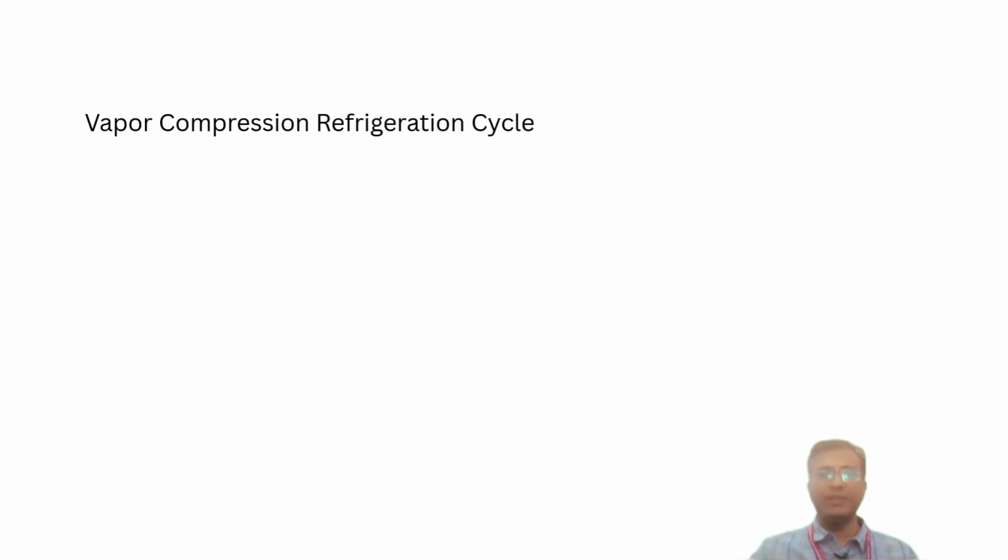Think about your kitchen fridge. It keeps food cold by absorbing heat inside and dumping it outside, all thanks to this cycle. Today we will explore how the vapor compression refrigeration cycle works. We will see its components and why it's so widely used. You will learn about the compressor, condenser, expansion valve, and evaporator, and how they team up to create cooling magic.